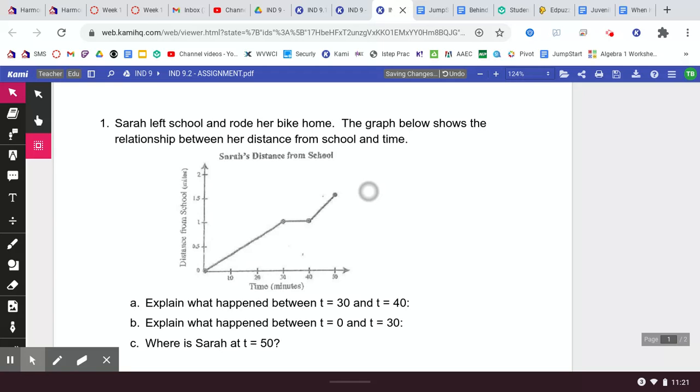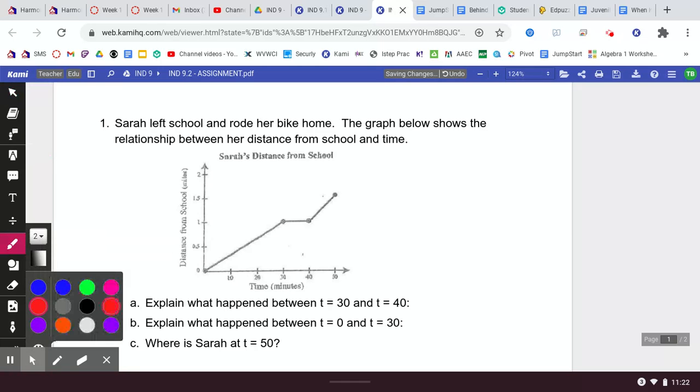So where did we leave off? Are we with you, Gage? All right. So explain what happens between T30 and T40. So let's look real quick just for those at home. T30 is right here, and T40 is right here. So what is going on between T30 and T40? Perfect. Yep. Rested or stopped. Either one works for me.